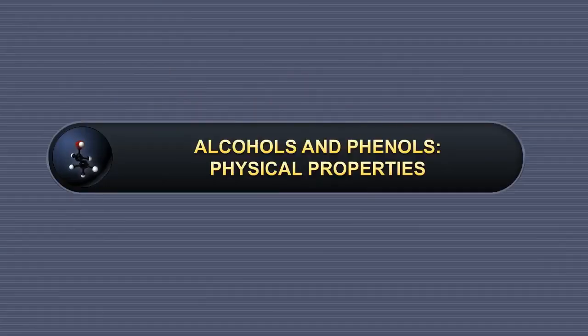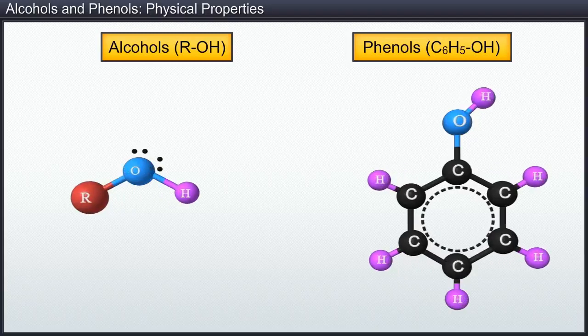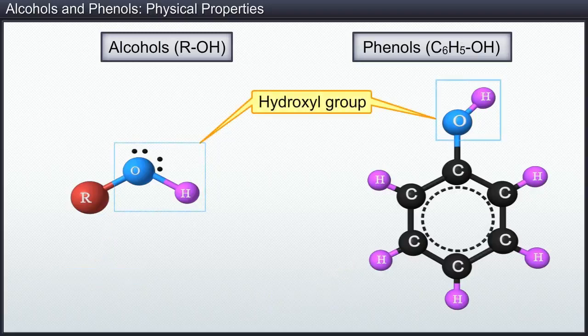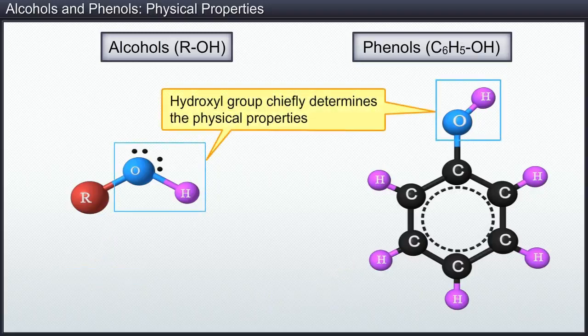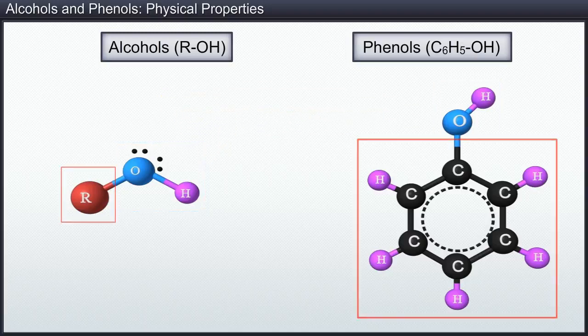In this module, you will learn about the physical properties of alcohols and phenols. Alcohols and phenols consist of two main parts: an alkyl or aryl group and a hydroxyl group. The hydroxyl group chiefly determines the physical properties of the alcohols and phenols. The nature of the alkyl or aryl group does modify these properties to some extent.